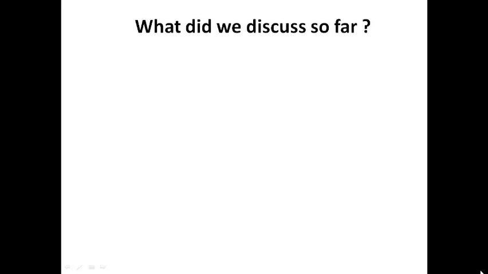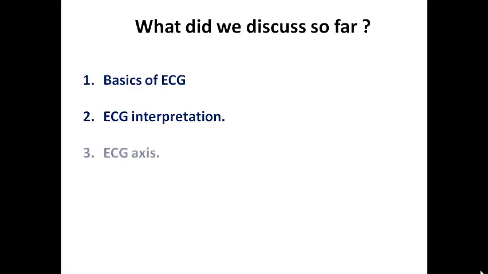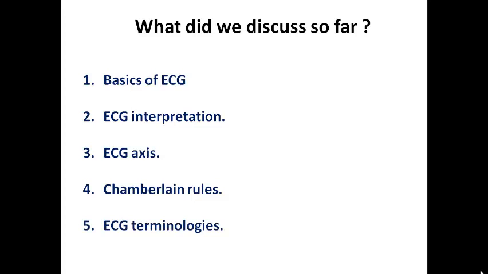Let's summarize what we discussed so far in the ECG course. We discussed basics of ECG. We discussed how to interpret an ECG in a systematic way. We discussed ECG axis regarding the P-wave axis and the QRS axis. We discussed the Chamberlain rules in order to decide that the ECG is normal, and we discussed ECG terminology, some of the famous ECG terminologies.